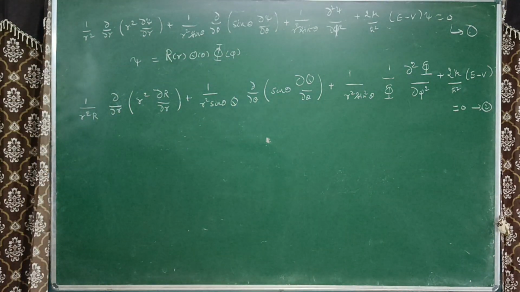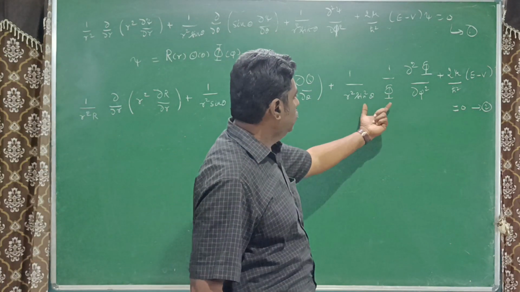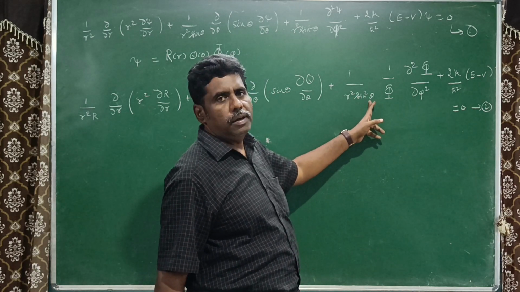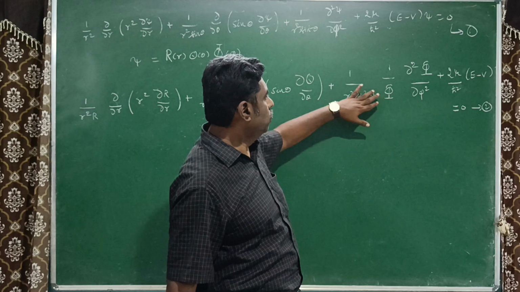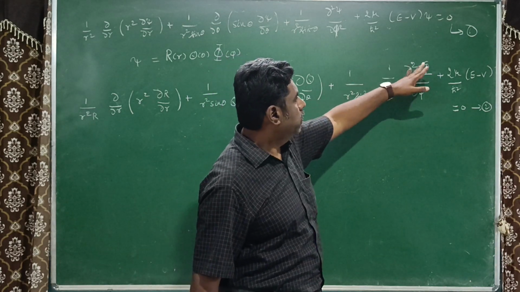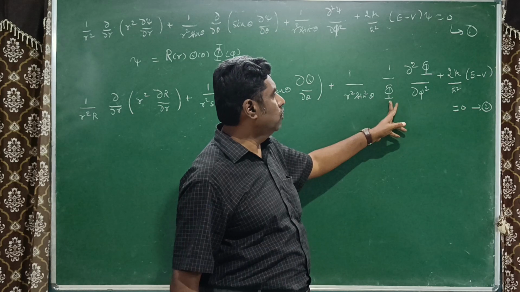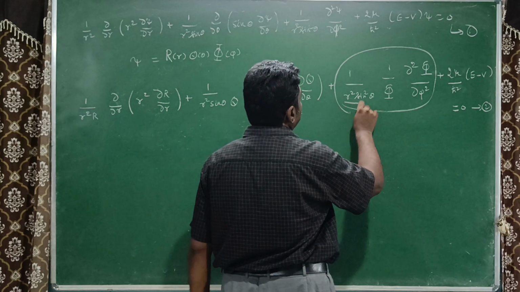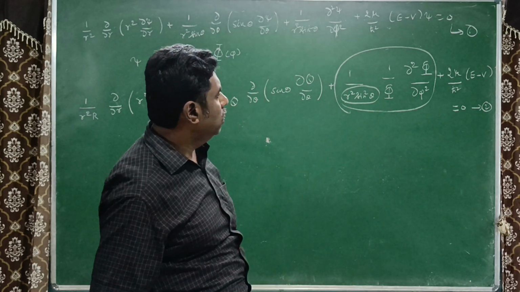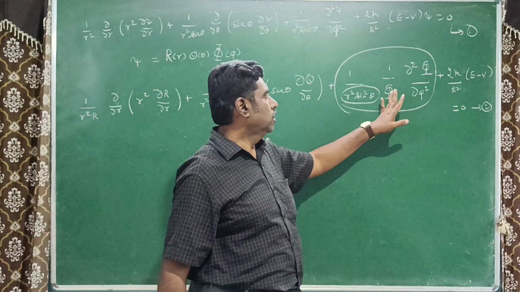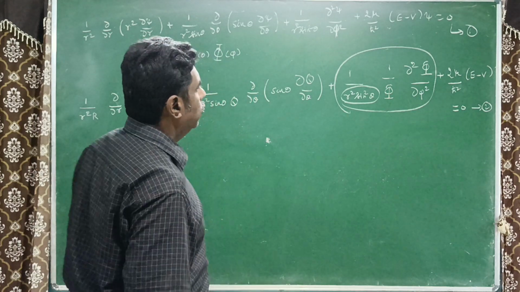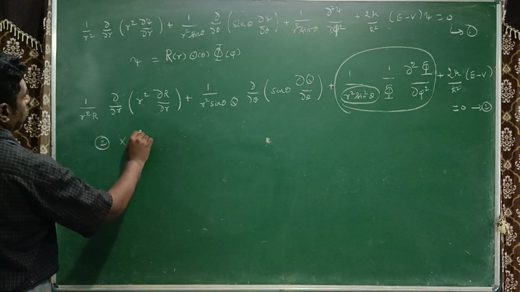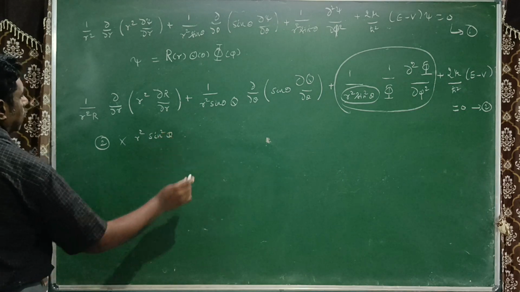See this equation 2. This term is carrying r square sin square theta as an additional one. If you remove this r square sin square theta, we can expect the other terms in terms of phi alone. We should replace this r square sin square theta. Then only we can get this term in terms of phi only. Therefore, multiply equation 2 by r square sin square theta.